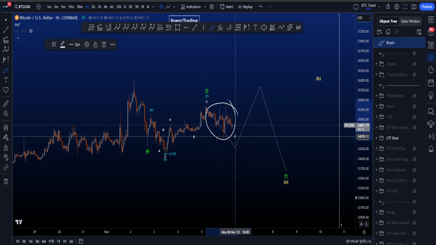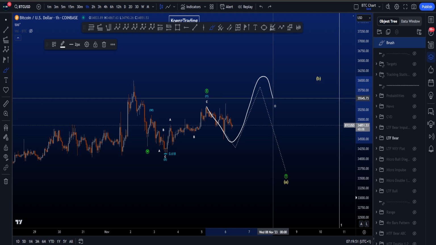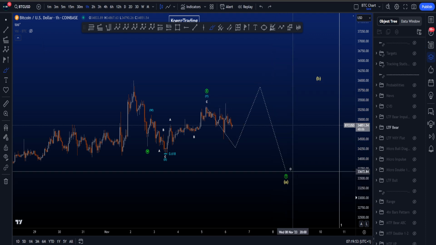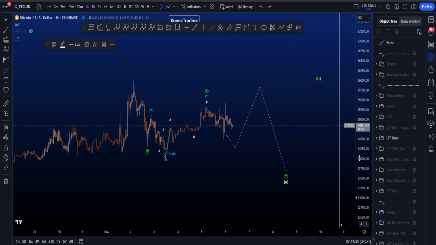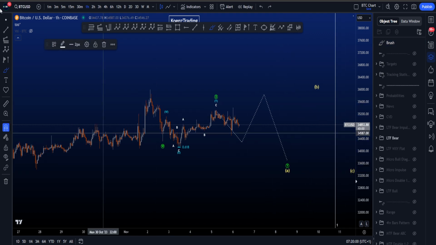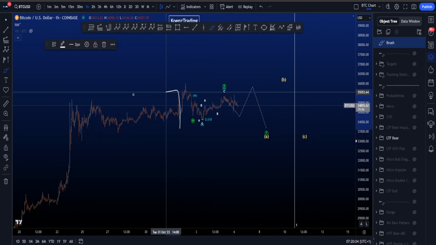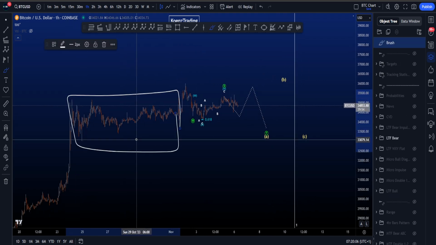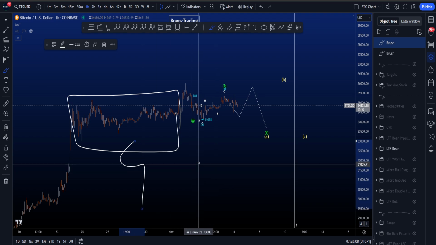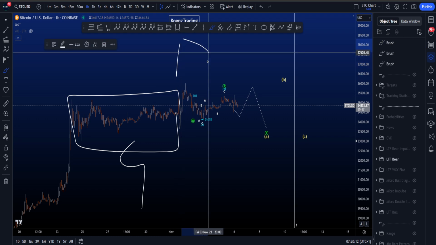But by the looks of it here, I would prefer a flat structure where we then have a wave A looking for B and eventually a wave C to the downside to then finish wave Y and then potentially finish a wave A for a longer corrective structure. Because if we look at this range over here, then this has to be a wave 4 of a certain Elliott wave degree, right? With this move to the upside being a wave 5.